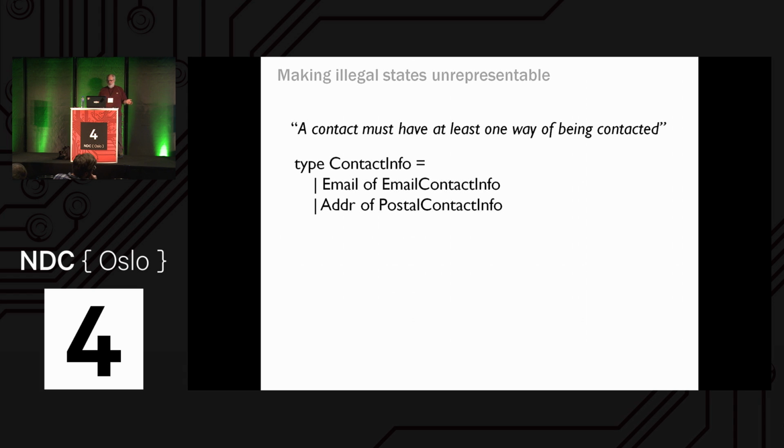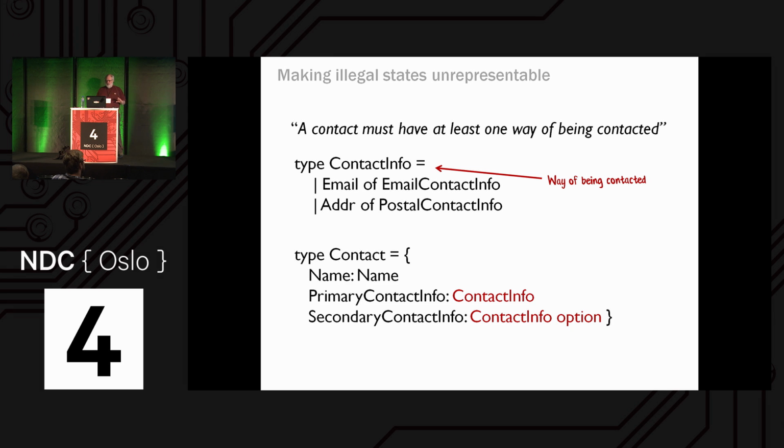Well, we say, here are all the different ways you can be contacted. You can be contacted by email. You can be contacted by postal address. We could add, you know, Twitter or Skype or something. Those are different ways of being contacted. And then when we have a contact, we have two fields. One is the primary contact info, and the second one is the secondary contact info. And it's very clear from this design that the primary one is a required field, and the secondary one is optional. So you have to have at least one way of being contacted, and you might have a second way of being contacted as well. It's not quite the same because you could have two email addresses, for example, so it's not exactly the same logic as the previous one.